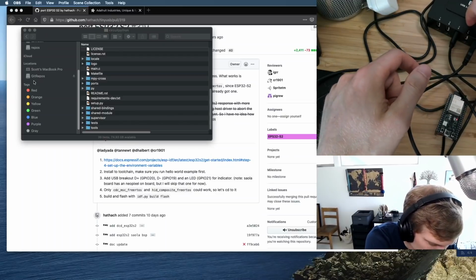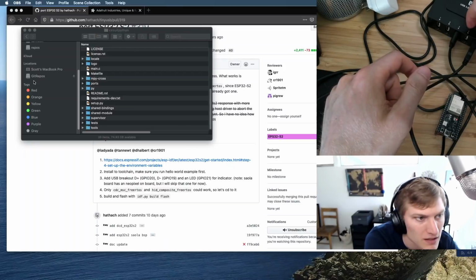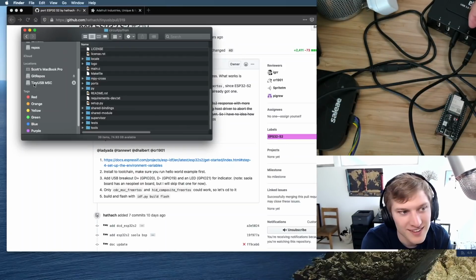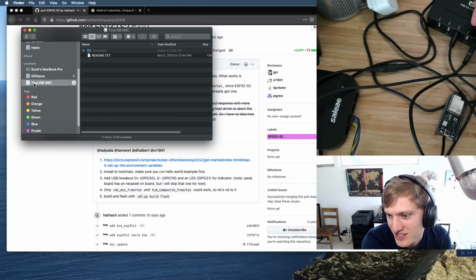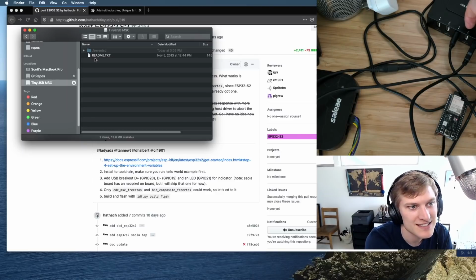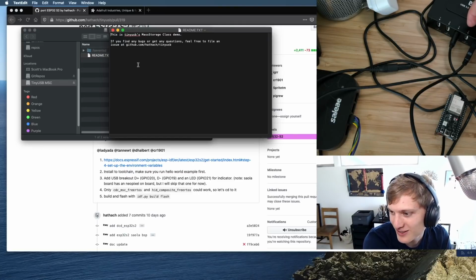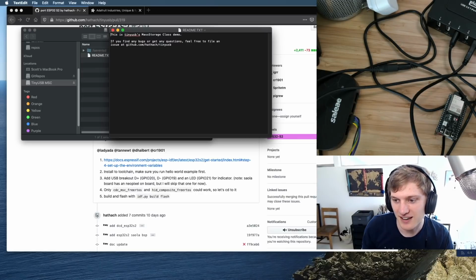We have a light, which is good. Oh, look at that. Woohoo! TinyUSB mass storage. Nice. Nice job, Tack and crew. This is TinyUSB's mass storage class demo. If you find bugs, go to the repo and let us know.